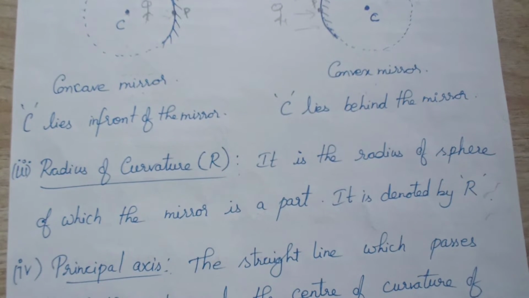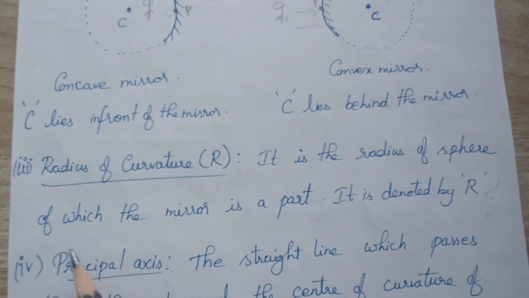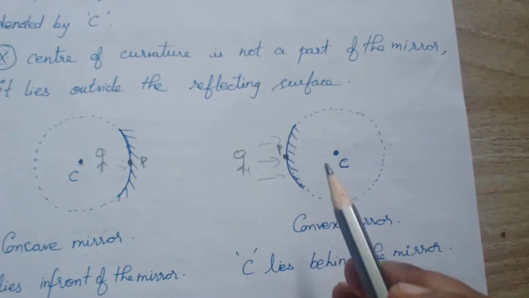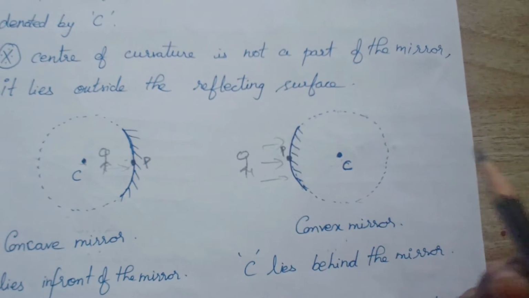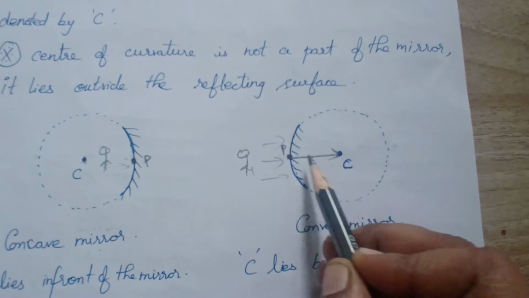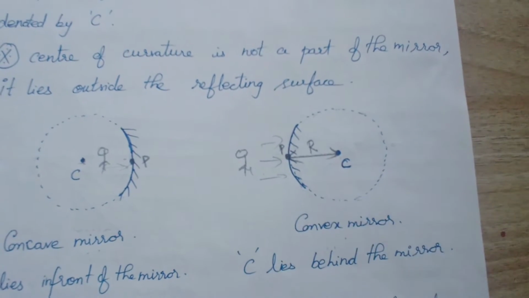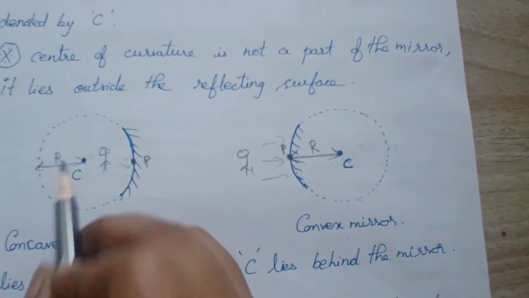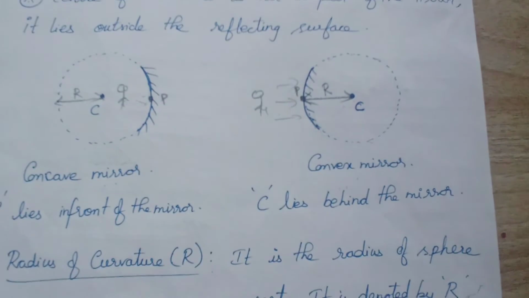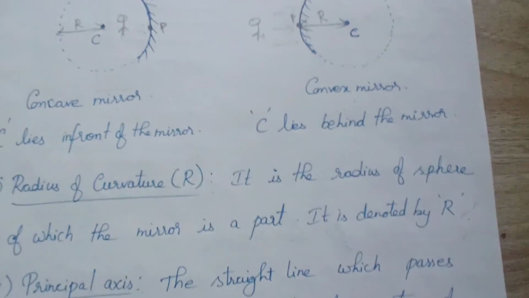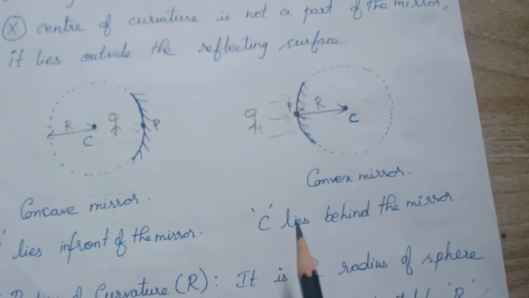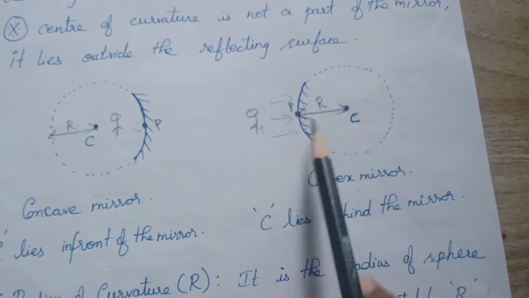Next term is radius of curvature. Center, you know. Radius, again, is the radius of the sphere of which the mirror is a part. It is denoted by R. That means, this is your spherical mirror. It is actually a part of a sphere. So the radius of curvature is nothing but the radius of this sphere. Clear on this? It is the radius of the sphere of which the mirror is a part.